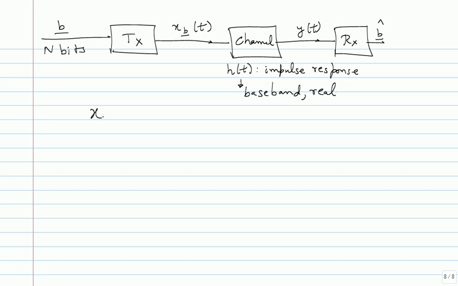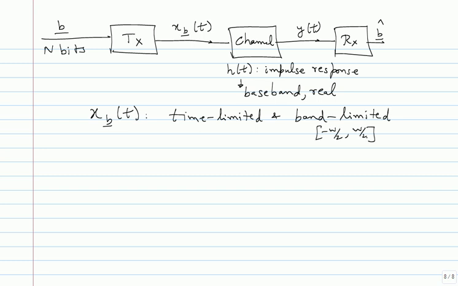So the requirement is that this XB of t has to be both time limited and band limited. Band limited between minus W by 2 and W by 2, time limited, say, 0 to Tn, some Tn. I'm picking that to be some time limit. We know definitely that these two are strictly, fully, rigorously not satisfiable, so we'll satisfy them only approximately. Usually the time limit is strictly satisfied, because in your system you can't keep transmitting one signal forever. So the time limit is strictly satisfied, which means the band limitation will only be approximately satisfied.